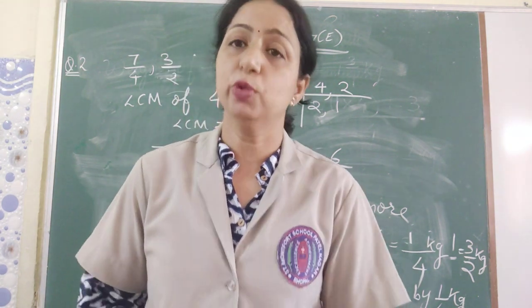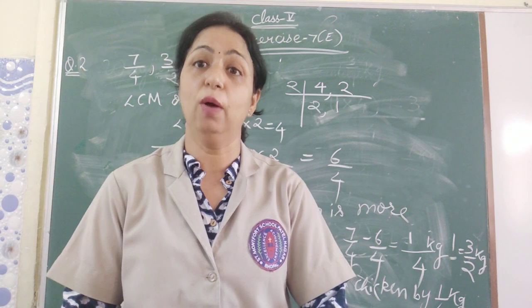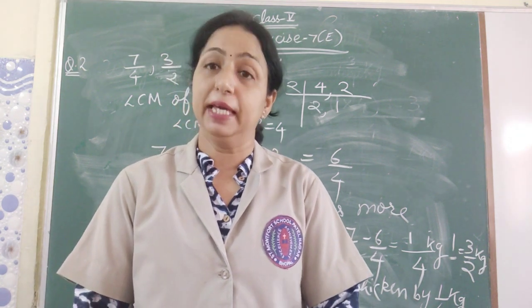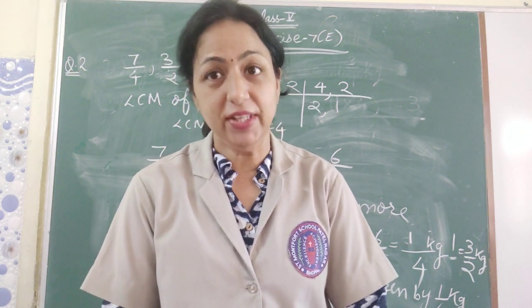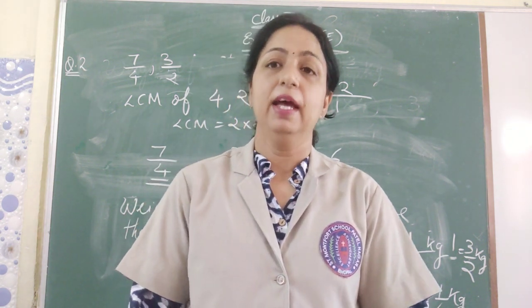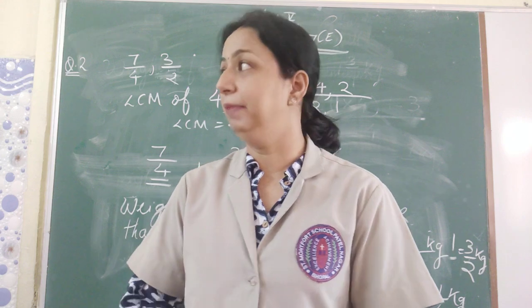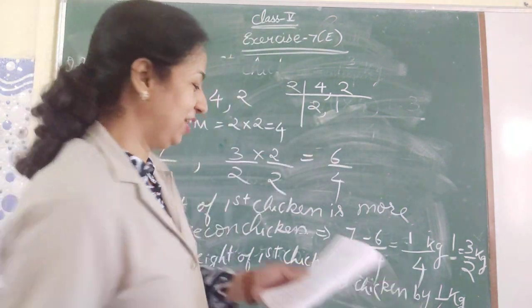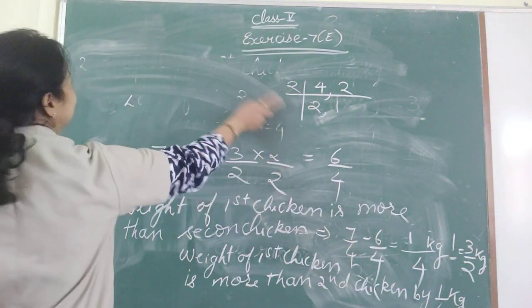The first and foremost step is you will make the denominators the same by making them equivalent fractions with the same LCM as denominator, and then you will judge which is greater and by how much it is greater. Okay, so let's move to the next question.